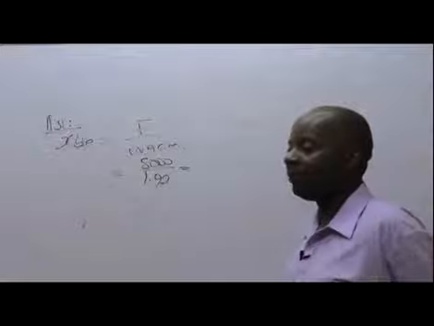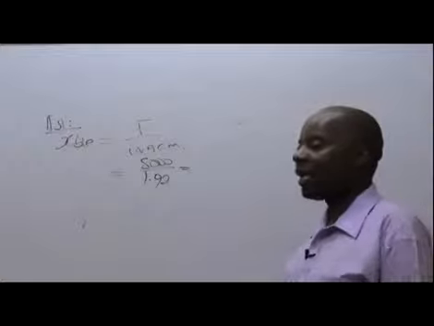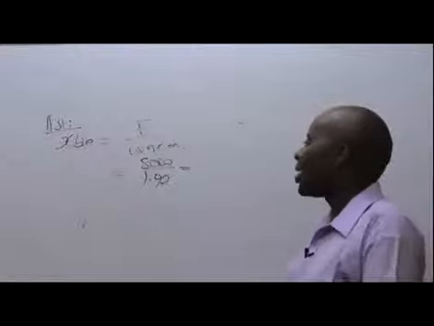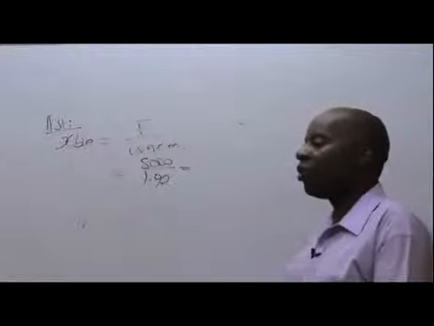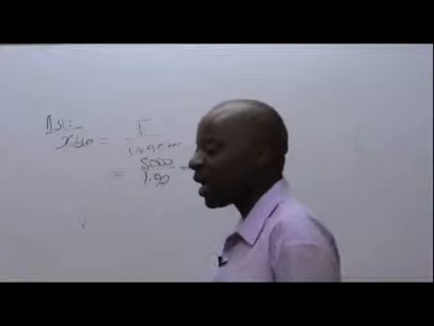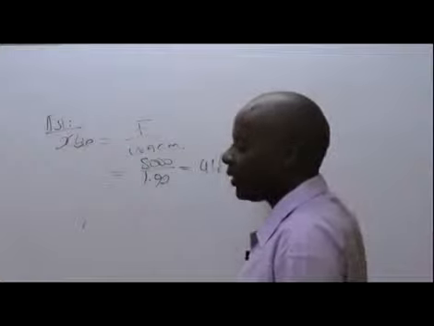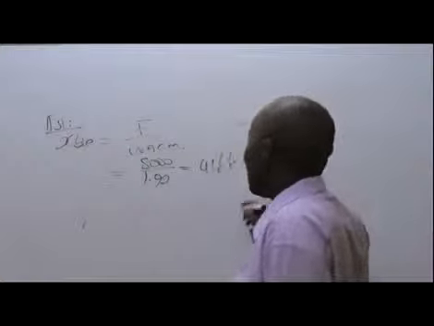Somebody? 8,000 divided by 1.92. Remember, these questions are all over in your past papers, very popular. So Mary Njoroge gives us a figure of 4166.67 units. Thank you, ladies and gentlemen.